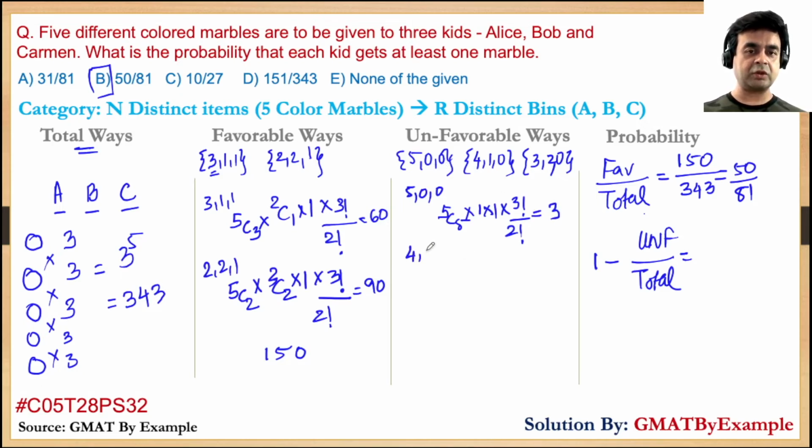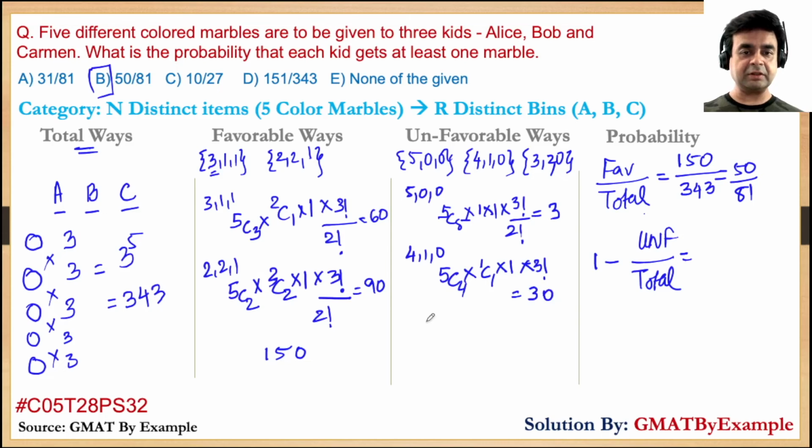Then we have 4, 1, 0. So let's pick 4 marbles out of 5 and give it to the first person, multiplied by picking 1 marble out of 1 and giving it to the second person, and then whatever is remaining, which is none, to the third person, and multiply that by 3 factorial, because these are 3 different numbers and they can be rearranged in 3 factorial ways. This gives us 30 ways.